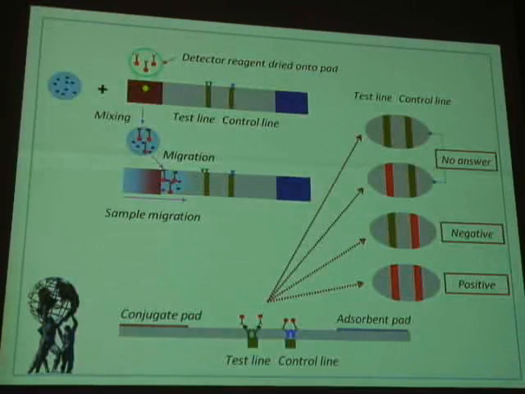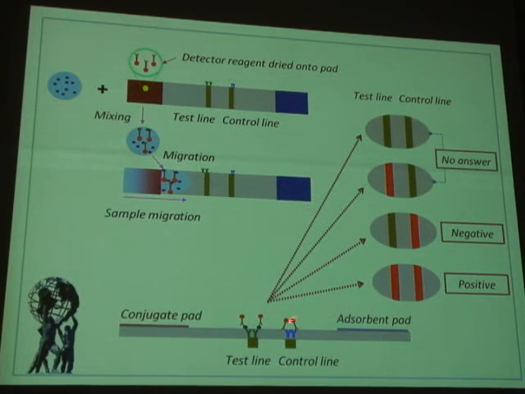Let's see about the mechanism of IVD testing. There is an IVD test device with a conjugate part containing the dry detector. In this case, we use gold nanoparticle conjugated with antibody. When we add the sample, the antigen will mix with the detector, and some antigen conjugates with antibody. They flow through the membrane and reach the adsorbent pad.